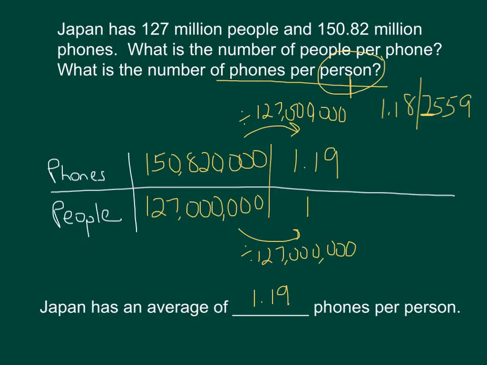The main thing you have to see, though, is depending on how you divide, you're going to get completely different answers. So it's really important to pay attention to how the question is worded. Are they looking for people per phone or phones per person? Because depending on how they ask the question is going to affect what kind of answer you're going to get.